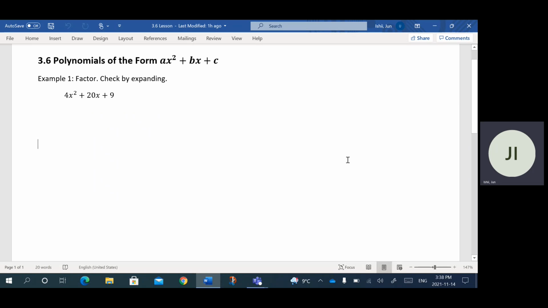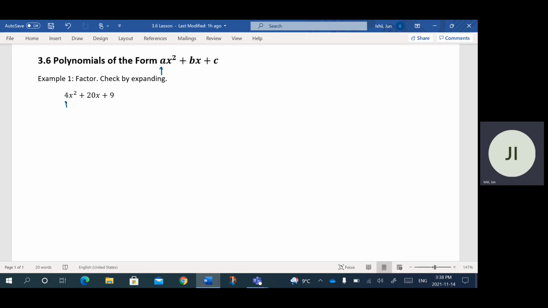All right, so in this lesson, we're going to continue on with our factoring. And now we're going to learn how to deal with polynomials when there's an actual number in front of the x squared. If you recall, the first step when we're trying to factor is always to try to find a GCF, or greatest common factor, between the coefficients. Now, 4 and 20 have a GCF, but there is no GCF between 4, 20, and 9. So what that means is that we're kind of stuck with this 4 here.